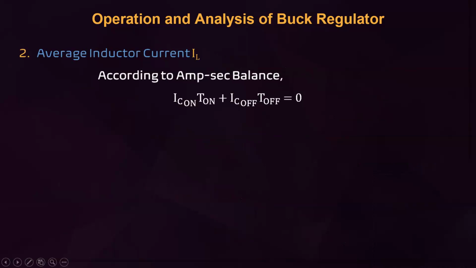Sir, why? What is this volt second balance, ampere second balance? Volt second balance: VL on into T on plus VL off into T off means stored energy equals released energy. Even for a capacitor, charging current equals discharging current. That is the concept we are applying. Then IC on into T on. What is IC on I calculated?